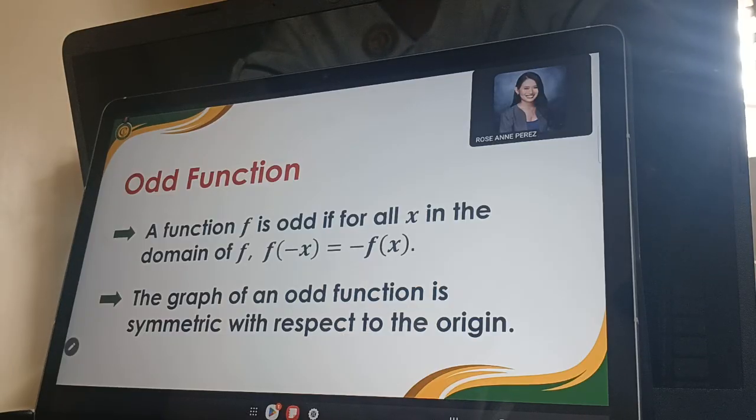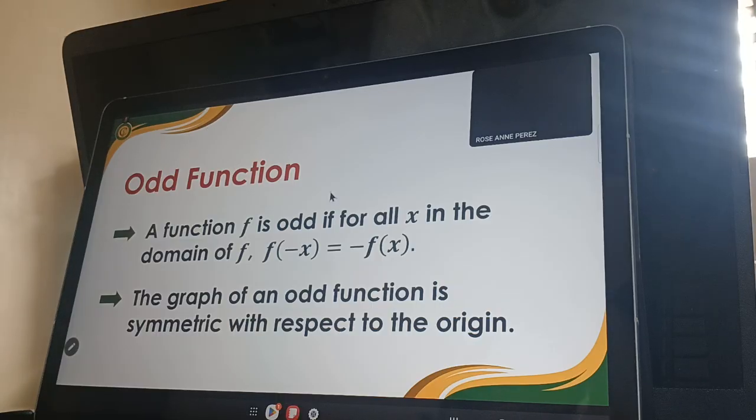Okay, so in short, if we're going to identify if a function is an even or an odd function, we need to negate or make our x negative. So only the x variable. And then if the result is the same as the original equation, then it is even. If the result has the opposite sign of its original equation or function, then your function is odd.